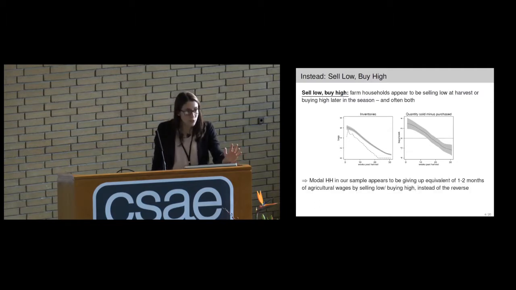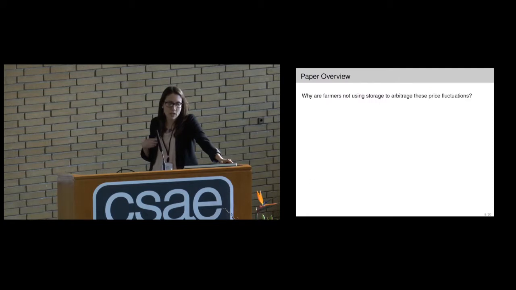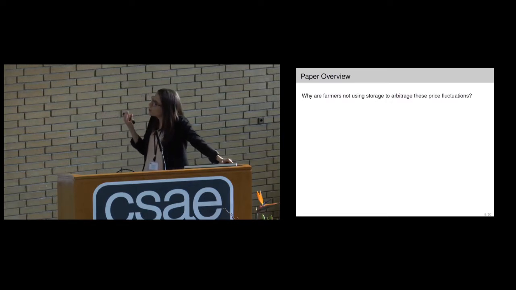And in terms of welfare, this is pretty important. So the modal household in our sample appears to be giving up about 1 to 2 months of agricultural wages by engaging in the selling low and buying high behavior instead of the reverse. Okay, so this paper is going to ask what's going on here that can explain this arbitrage puzzle. Why are farmers not using storage in order to arbitrage these seasonal price fluctuations?